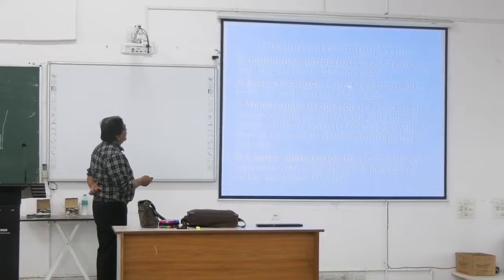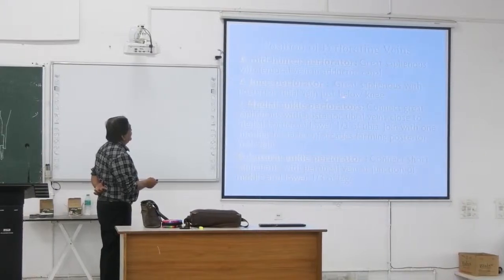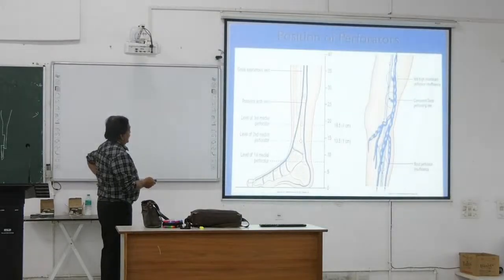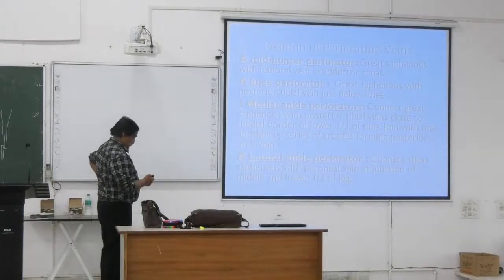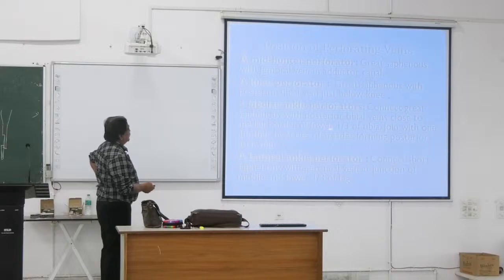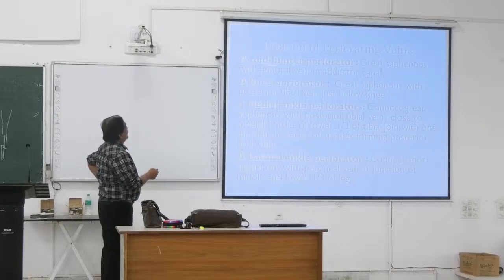A mid-thigh perforator, great saphenous with the femoral vein in the adductor canal. A knee perforator, great saphenous vein with the posterior tibial vein just below the knee. The medial ankle perforators connect the great saphenous vein with the posterior tibial veins close to the medial border of the lower 1/3 of the tibia, joined with one another by a series of arcades forming the posterior arch vein. A lateral ankle perforator connects the short saphenous vein with the peroneal veins at the junction of the middle and lower 1/3 of the leg. Now the position of the perforating veins.